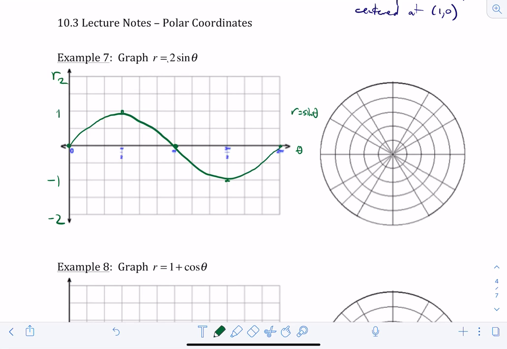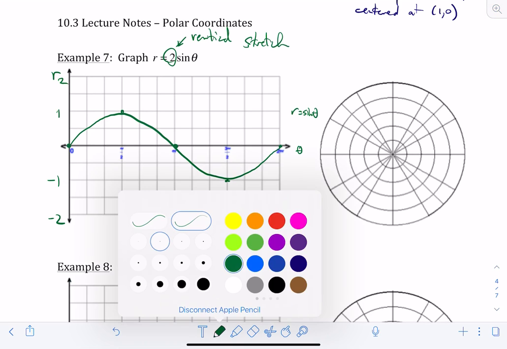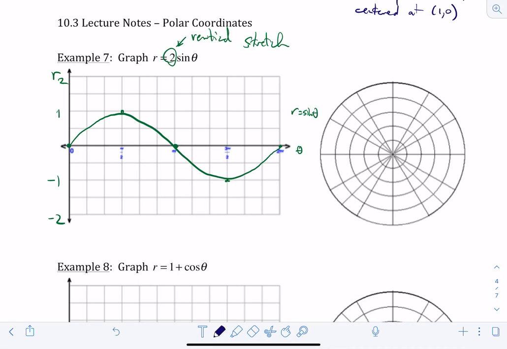This 2 in front here, that's vertical stretch. So that means when I go to actually graph this for realsies, I'm going to take each of those y values, multiply it by 2. 2 times 1 is 2. 0 times 2 is 0. -1 times 2 is -2. And 0 times 2 is 0. So when you go to graph this, this looks like this.